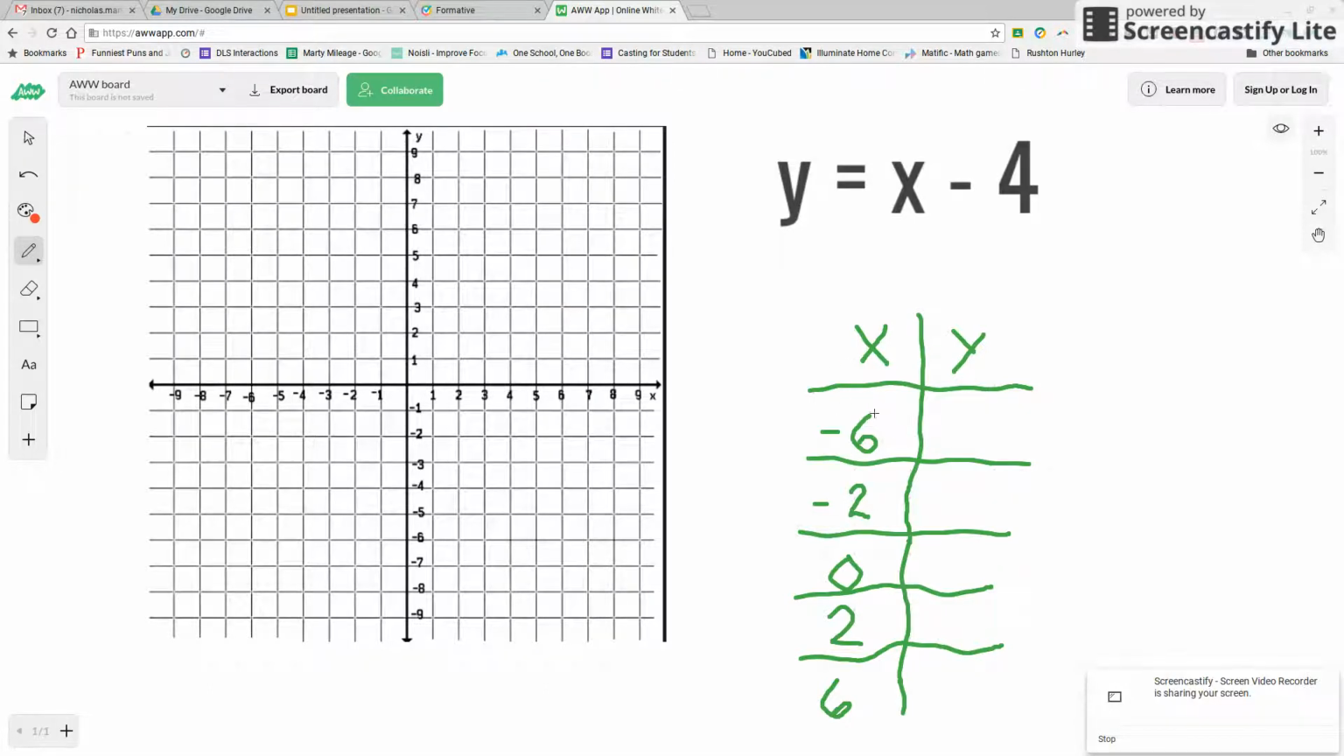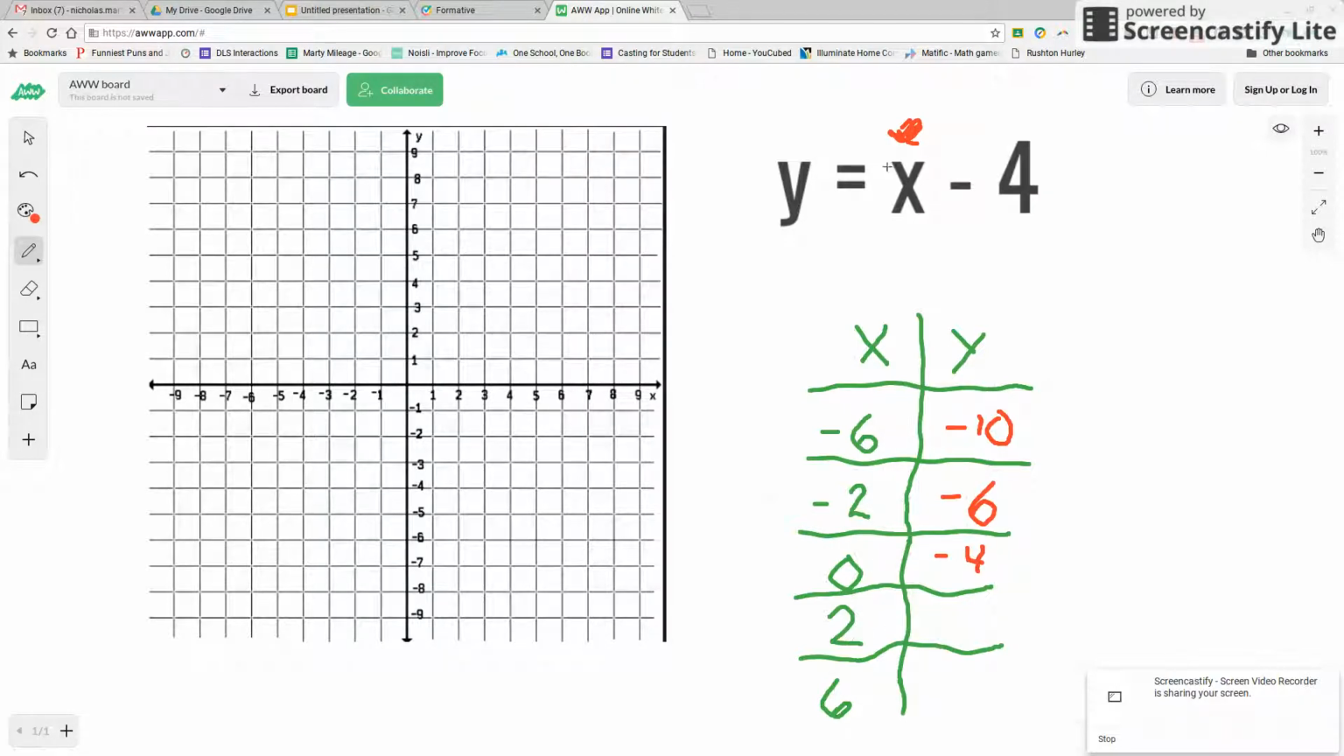So let's start filling it in. I substitute whatever I picked for x into my function and then do the rest of the function. If I had -6, -6 minus 4 gets me -10. My y would be -10. If I had an x of -2, -2 minus 4 would get me -6. Now let's say I had 0. 0 minus 4 is -4.